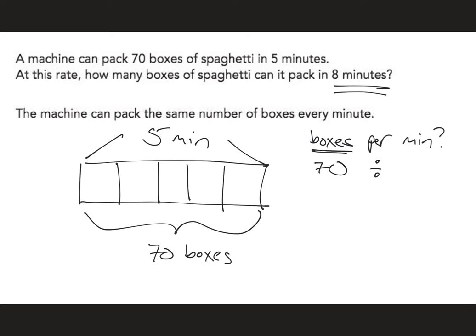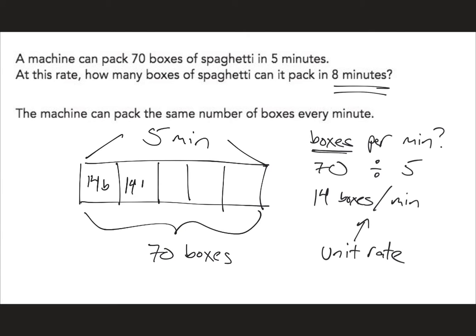70 divided by 5, and she's going to pull out her calculator. We could do that by hand, but we're going to use a calculator to speed things up. And what do we get? 14. So that means it can do 14 boxes per minute. That means in 1 minute. Do you remember this special type of rate if we're talking about 1 minute? A unit rate. That's our unit rate. Very good. So 14 boxes in 1 minute. So each of these minutes is 14 boxes.